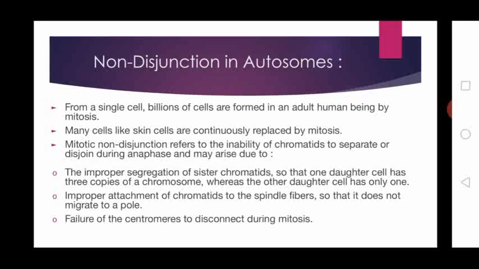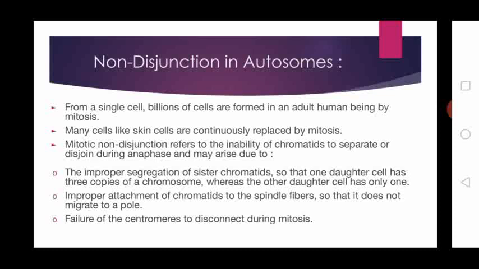Moving on to non-disjunction in autosomes. Autosomes are chromosomes which control somatic characters, and from a single cell, billions of cells are formed in an adult human being by mitosis. Mitosis is also a cell division process which helps to divide normal somatic cells, so they proliferate and regenerate the normal cell population. Many cells like skin cells are continuously replaced by mitosis. So mitosis is a normal everyday process in our body.